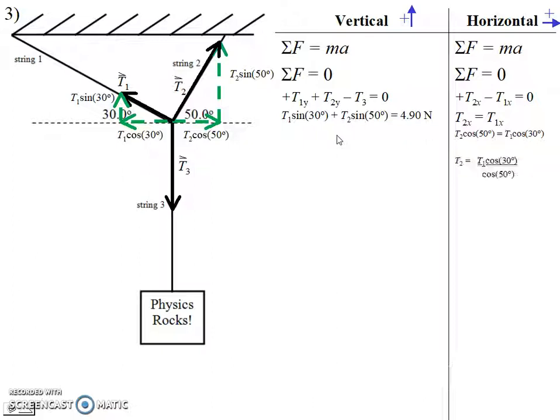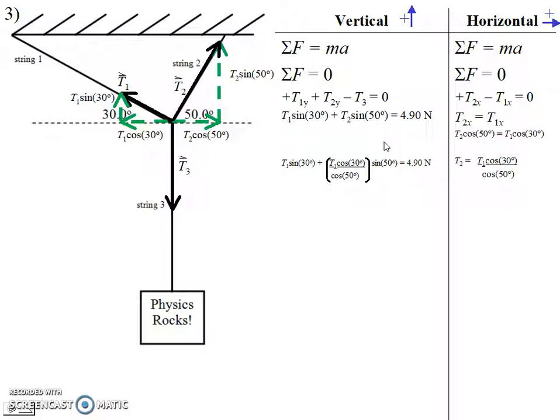So for example, let's say we solve the equation on the right for T2. So it's T2 equals T1 cosine 30 over cosine 50. And we just take this expression for T2, drop it right in here where we see T2 on the vertical side. So there it is. This expression right here is T2 from the horizontal side, replacing T2 in the equation. And don't forget, we still have sine 50 on the right there.